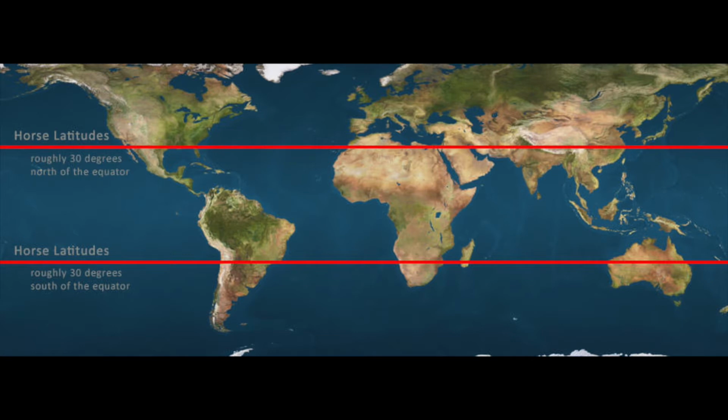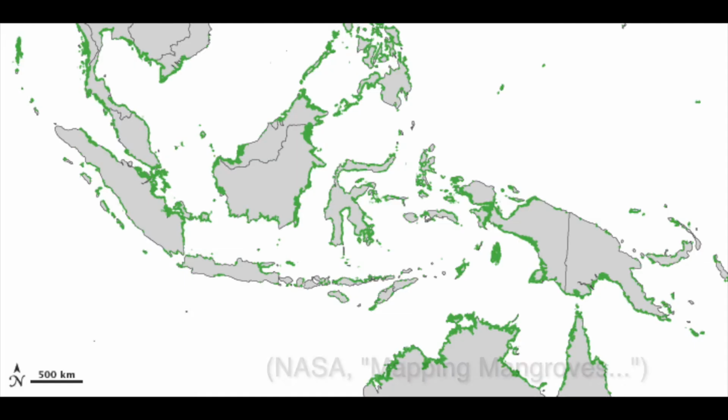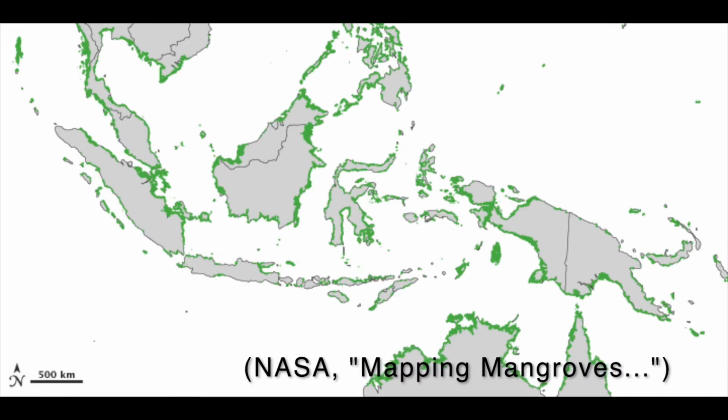For your reference, horse latitude lines are 30 degrees north and 30 degrees south. There are no longitude boundaries. Countries that have great examples of mangrove forests include India, Philippines, and Malaysia.